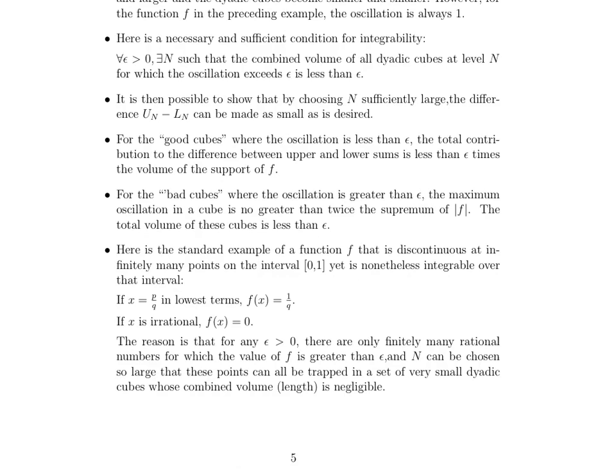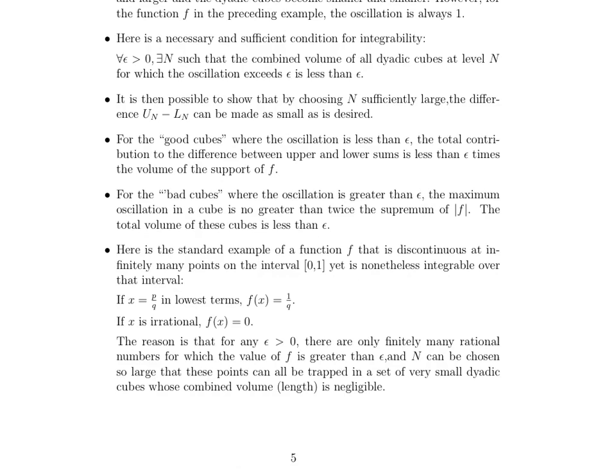The good cubes are the cubes where the oscillation is less than epsilon. And note that their total contribution to the difference between the upper and lower sums is going to be less than epsilon times the volume of the support of F, because not every single cube is going to be a good cube. Meanwhile, you also have bad cubes, where the oscillation is greater than epsilon. And remember that the bad cubes will be no more total volume than epsilon itself. And of course, the maximum oscillation in a bad cube is going to be no greater than twice the supremum of the absolute value of F.